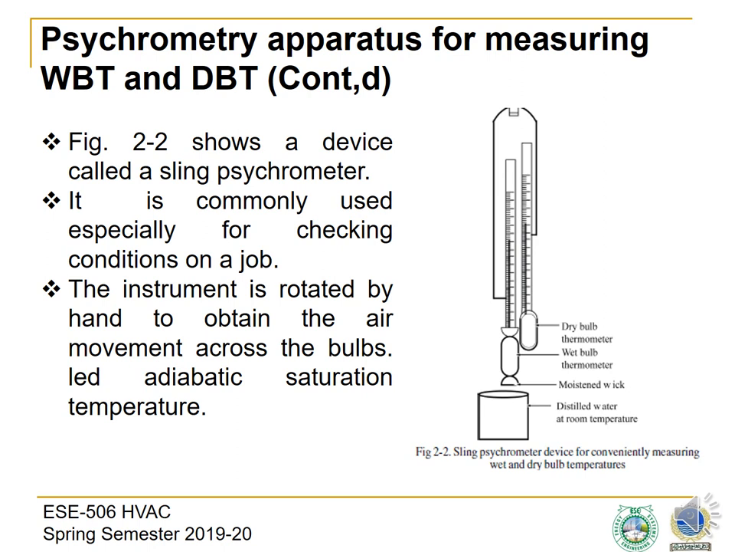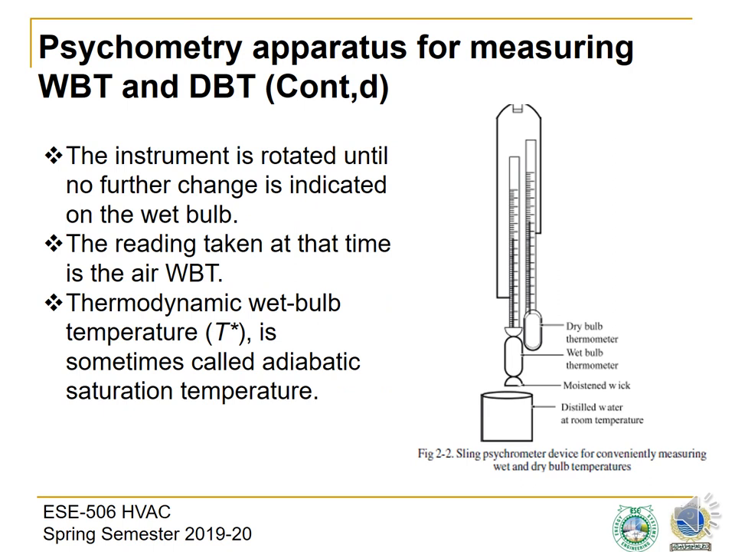So why is this apparatus necessary? From this apparatus, we can get two readings, and two points are required to start a process line on a psychrometric chart. From these two values, dry bulb temperature and wet bulb temperature, a state point can be recorded on a psychrometric chart. By plotting these two points, all other air condition parameters can be found from the psychrometric chart. So the instrument is rotated until no further change is indicated on the wet bulb. The reading taken at that time is the air wet bulb temperature. Thermodynamic wet bulb temperature is sometimes called adiabatic saturation temperature.